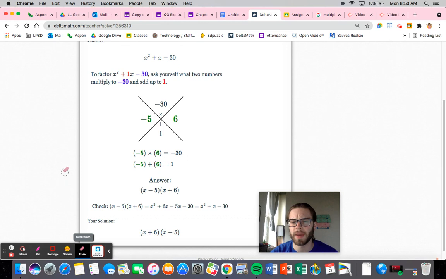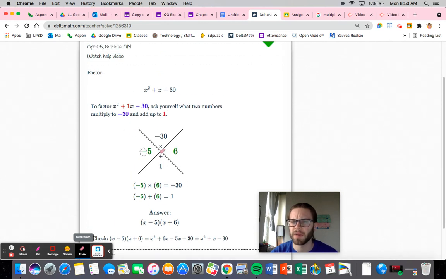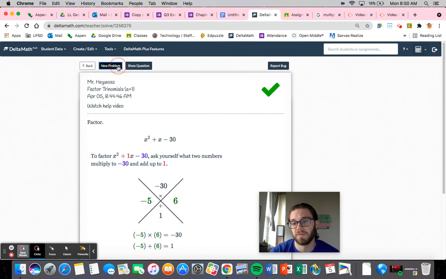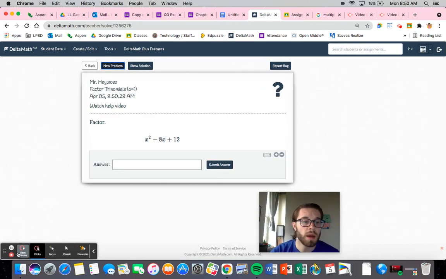If you were to do the delta math, it kind of shows you this lovely little x thing where you have to find factors that multiply to -30 and add up to 1. Feel free to use that. I don't mind. It's not my personal choice, but if you want to do it, do it. All right, let's do another one.